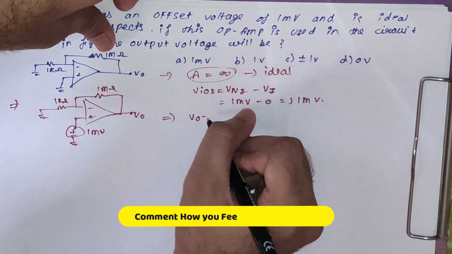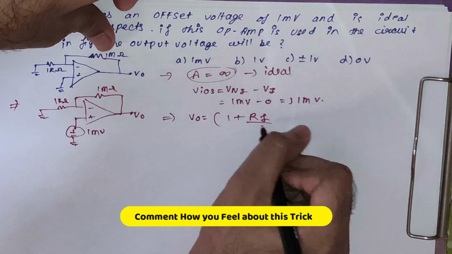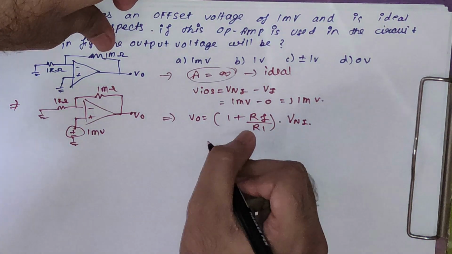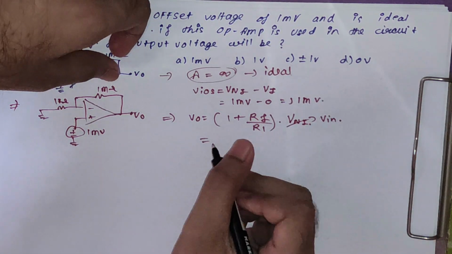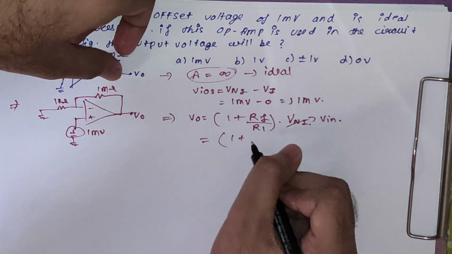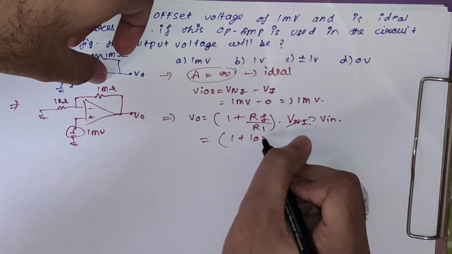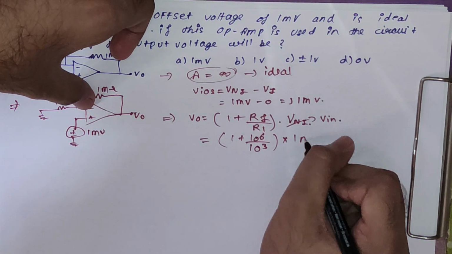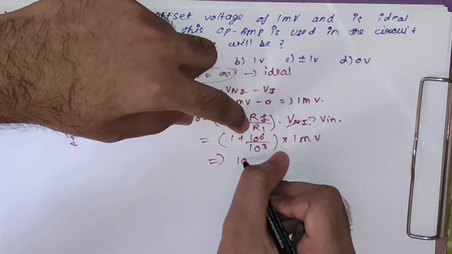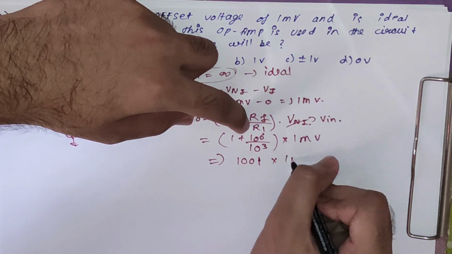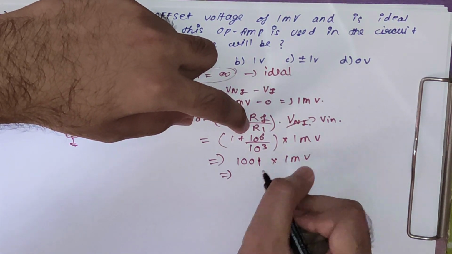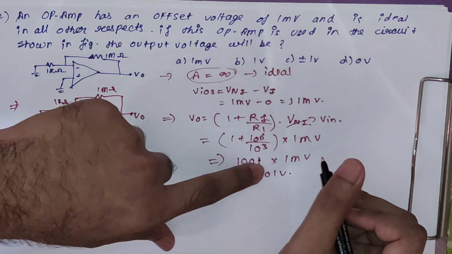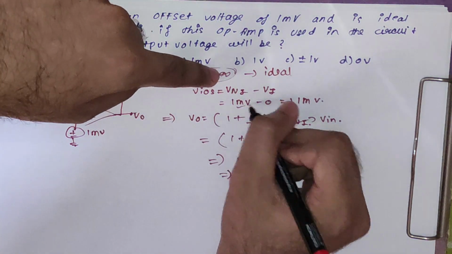which will be VO equals 1 plus RF by R1 into VNI. Okay, basically V input. So what you will get is 1 plus RF is 1 mega ohm, so basically 10 raised to 6 upon 10 raised to 3, since R1 is 1 kilo ohm, into 1 millivolt. So what you will get here is 1001 into 1 millivolt. So basically you will get 1.001 volt. Okay, so this is your VO when you consider this 1 millivolt is connected to the non-inverting terminal.